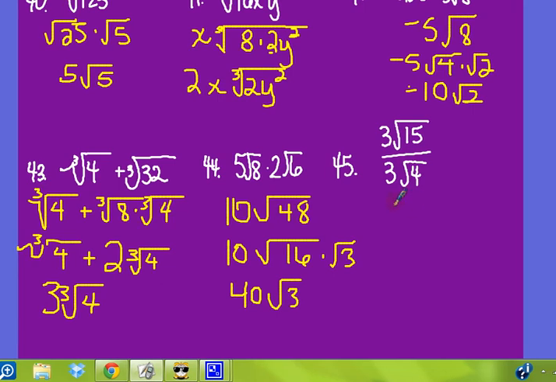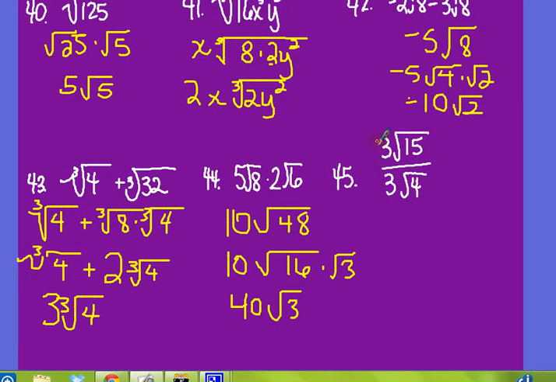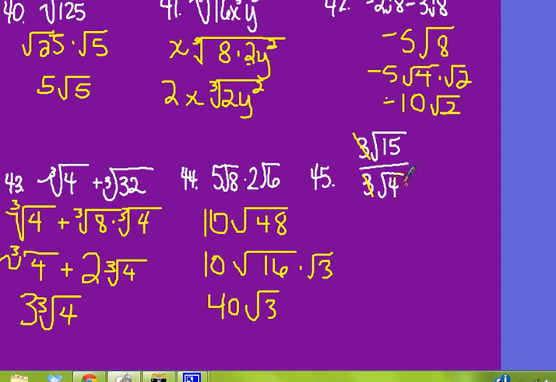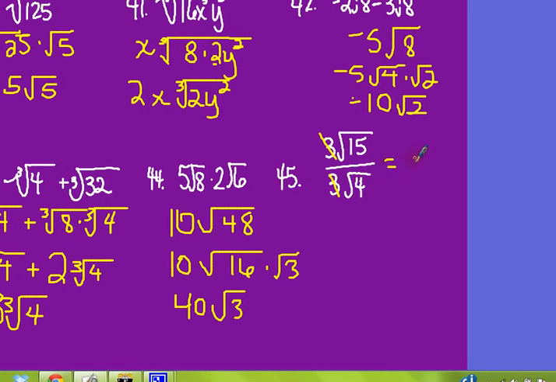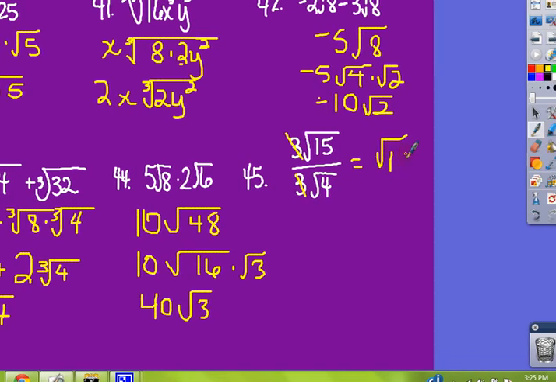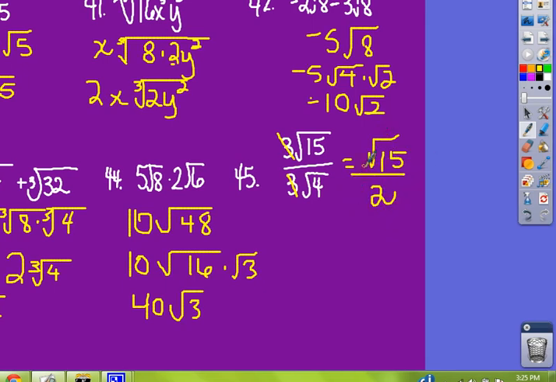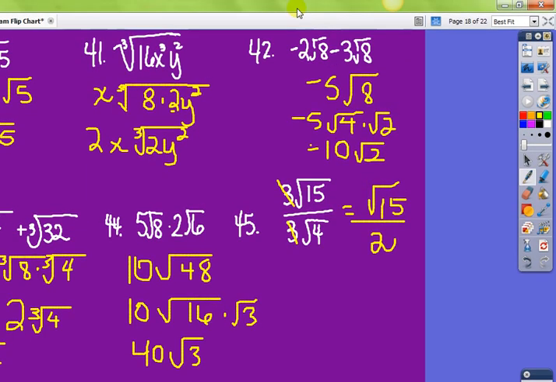Alright, 45. Suggestion. Always simplify on the front end. Make it simpler. Strike out those 3's. What is the square root of 4? I bet you didn't notice that. It's equal to 2. You don't have to rationalize the denominator on this one because of that perfect square. There's your answer, simplified.